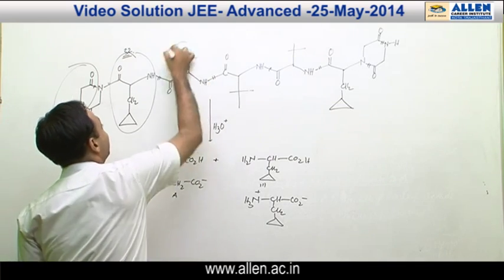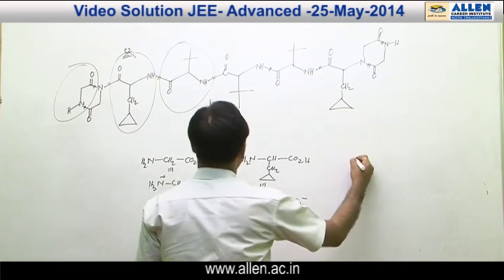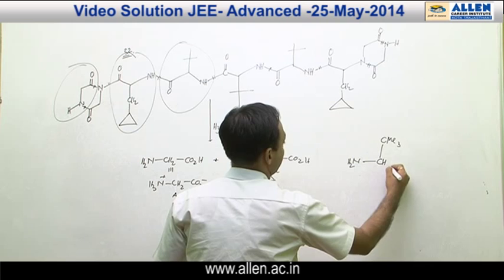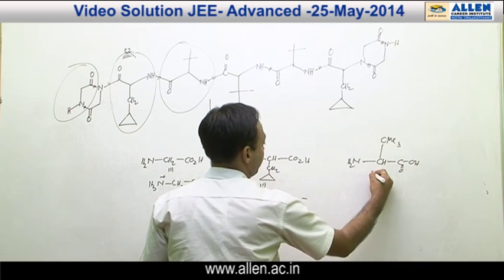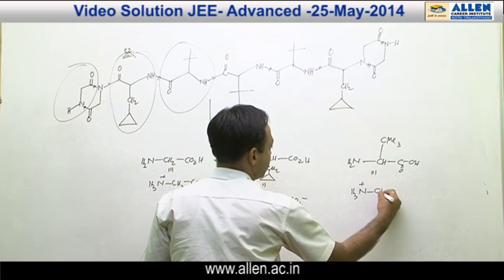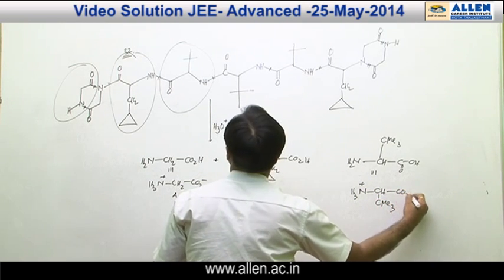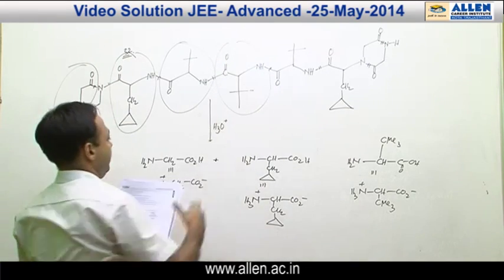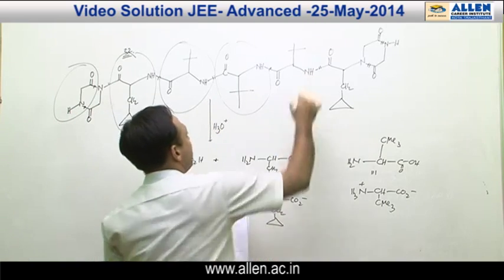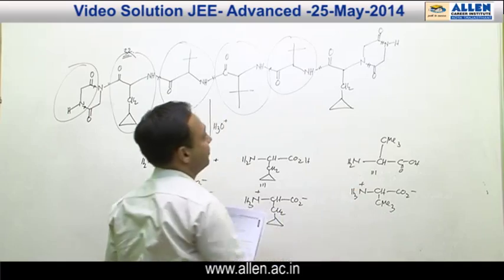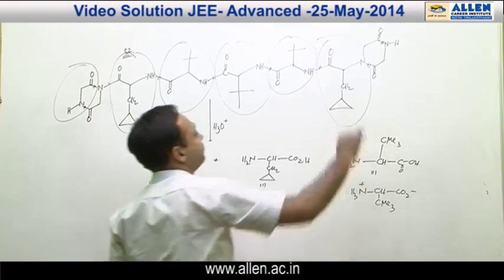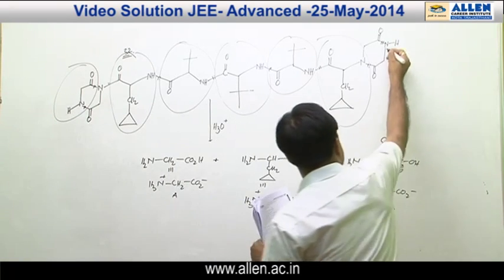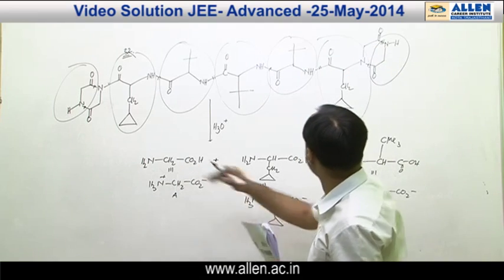Now, we go for that part. It is giving NH2 CH CMe3 CO2H, which I can say is NH3+ CH CMe3 CO2−. Now again, if we go for that part, it is giving the same system. Going for that part, again the same system. If we go for this part breakage, it is giving glycine.